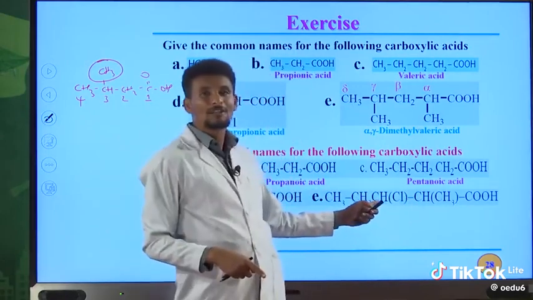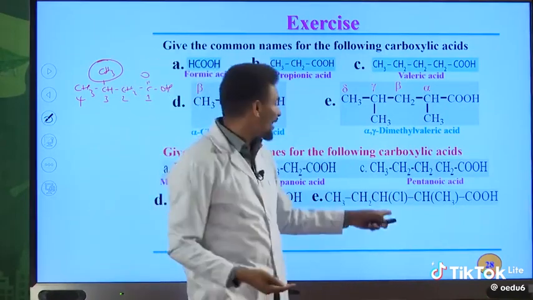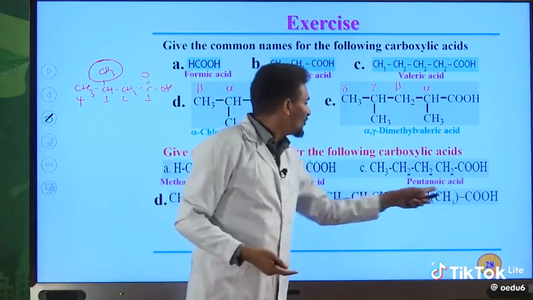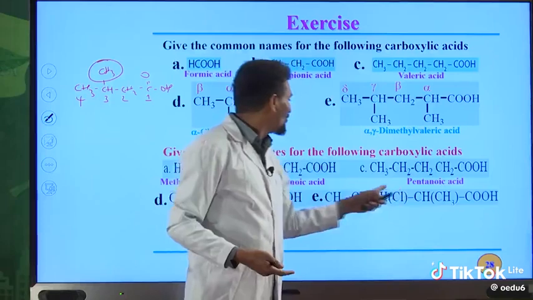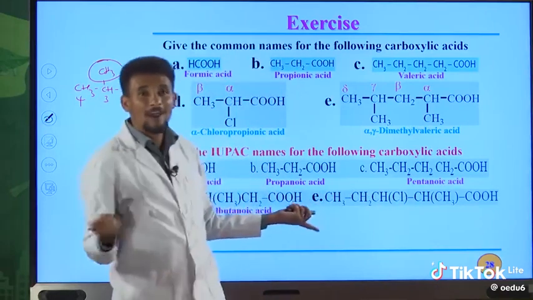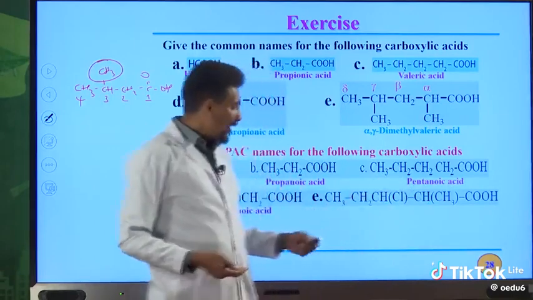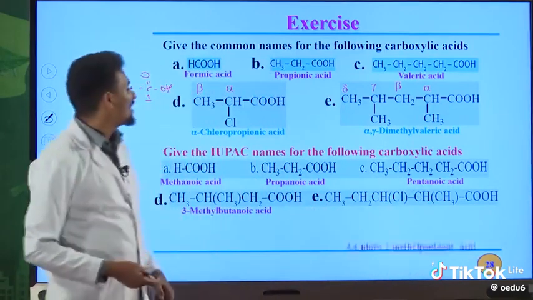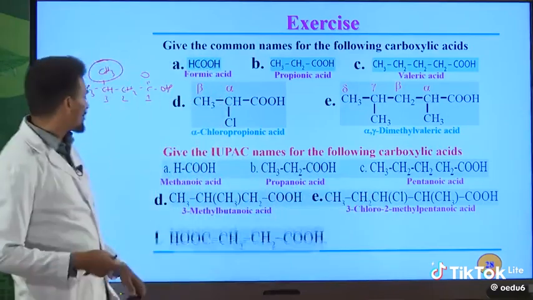on the third position. Chloro must come first. Why? Because of its alphabetical order. Therefore, 3-chloro, 2-methyl, and 1, 2, 3, 4, 5, pentanoic acid. Therefore, 3-chloro-2-methylpentanoic acid is the IUPAC name for this compound.